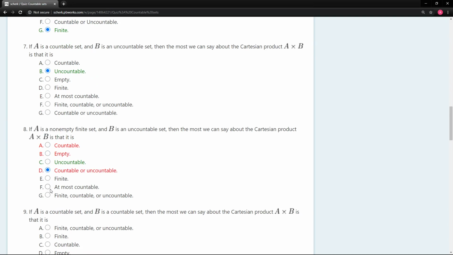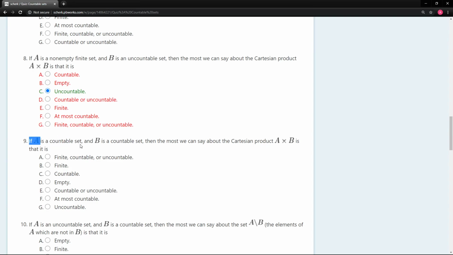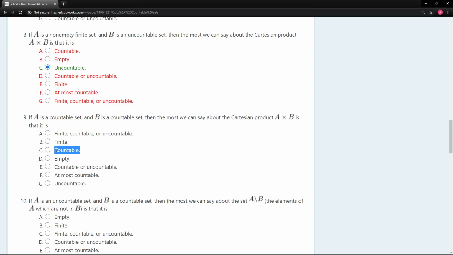I'm hoping we stumble across an orange. If A is countable, B is countable, then the most we can say about the Cartesian product is... So is it countable or at most countable? I think that's what we're going for. Yeah, it's still going to be countable. This is just wrong. I don't think this is going to be an orange. Yeah, so there's no partially correct if you say at most countable. It has to be countable.